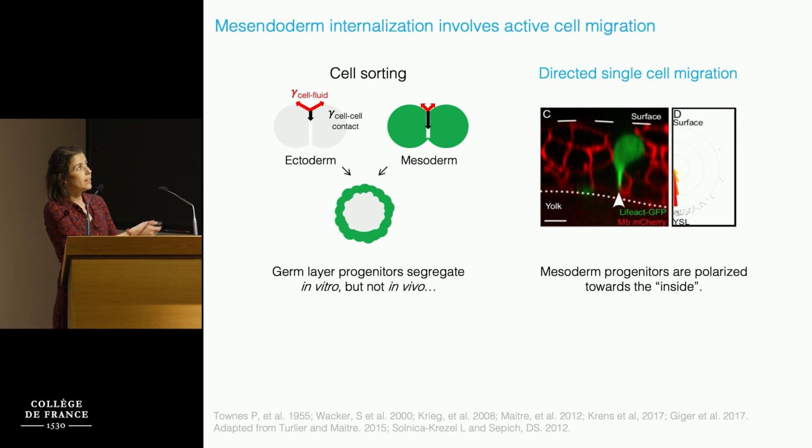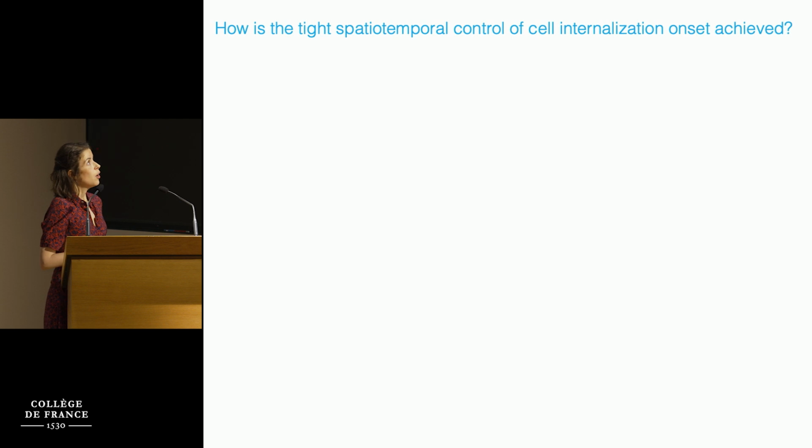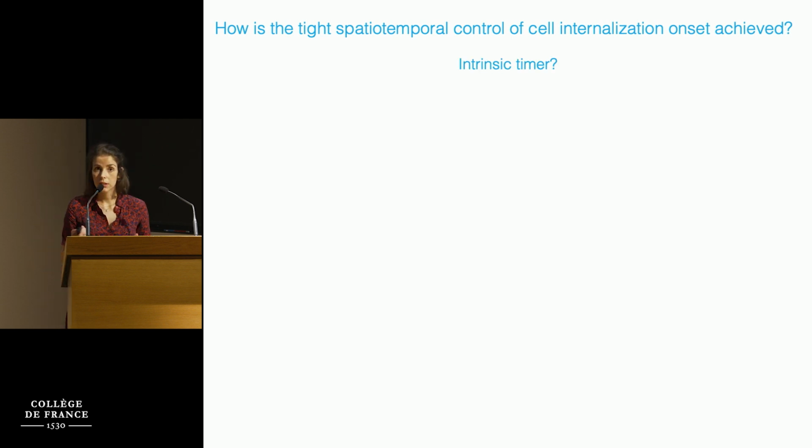Since we knew that even a single cell was able to undergo internalization, and in light of what I told you before, that the process is ordered and restricted to the margin, we had two questions. How is the timing of single-cell internalization linked to position, and how do you synchronize these movements at the tissue scale? One model that could potentially reconcile these two ideas is that maybe cells have an intrinsic timer. Maybe they wait until they reach the margin to actually start internalizing.